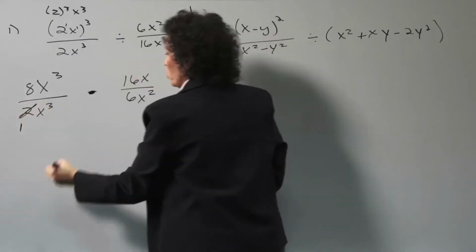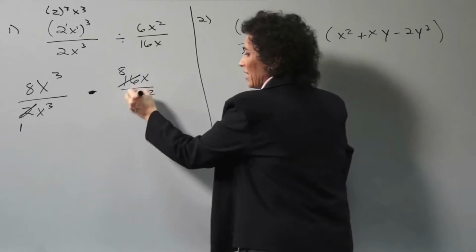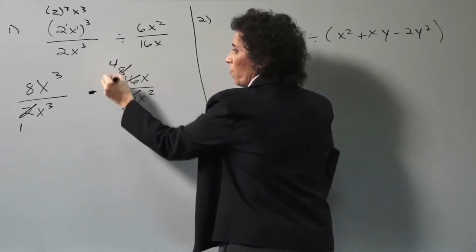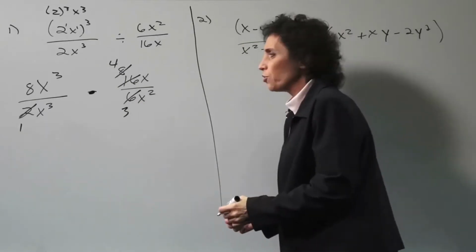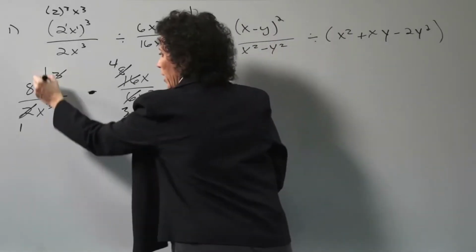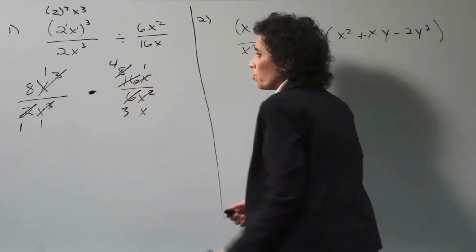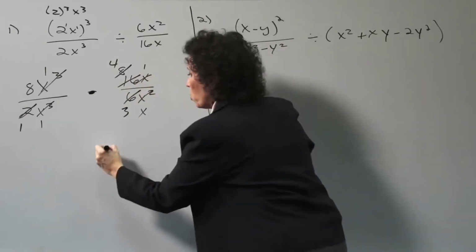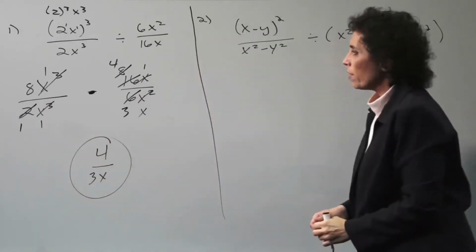2 into 2 goes once, 2 into 16 goes 8. 2 into 6 goes 3, 2 into 8 goes 4. Anywhere else to go? I don't think so. Now we got the letters. You ready? Letter fun. Match. There's one more x downstairs. So that's it. We got 1 times 4 is 4 over 3x. How'd you do on that one? We have 4 over 3.